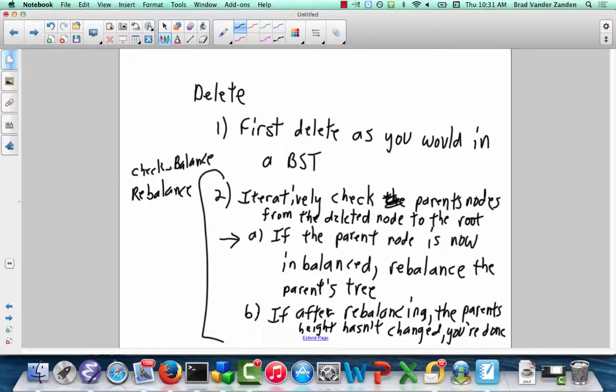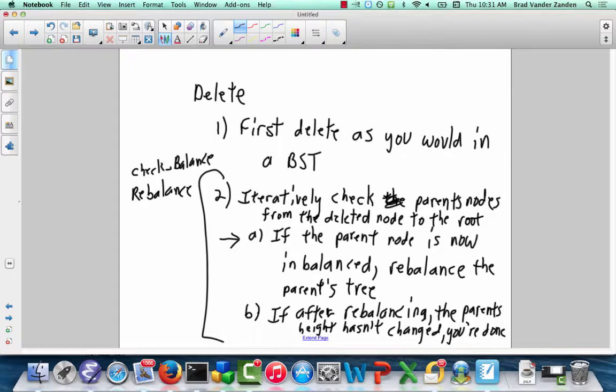If you find in step A that the parent's tree is balanced, that is, it satisfies the AVL condition, but the parent's height has changed, you still need to go up to its parent. You're not allowed to stop. So the stopping condition in B is a dual condition. It has to be that you're both balanced, meaning you satisfy the AVL condition, and the height hasn't changed. Okay?